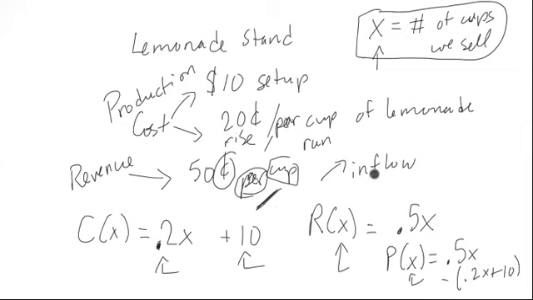So you distribute the negative to the 0.2 and 10. 0.5 minus 0.2 is 0.3. The profit function will end up being 0.3x, and then the negative distributes to the plus 10, so that would be minus 10. So this would be the profit function. Notice that at first, when x is 0, we have a negative profit, so we have to sell so many cups until we actually break even, meaning that our profit is 0, and then beyond that, it keeps increasing.